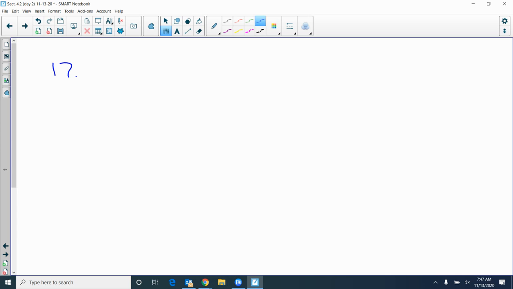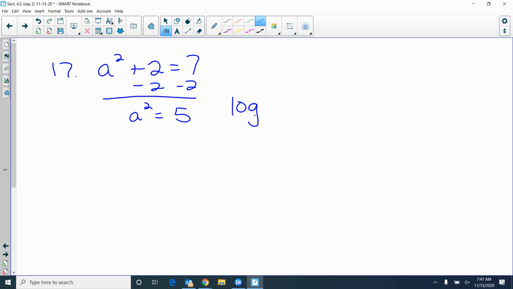What is 17? Is that a cubed or a squared? A squared. 17 is a squared plus 2 equals 7. Well, before you can put it in log form, you got to get the a squared by itself. So just subtract 2, and you get a squared equals 5. And now you can say log base a of 5 equals 2. That's really all you got to do for that one, is just get that by itself.